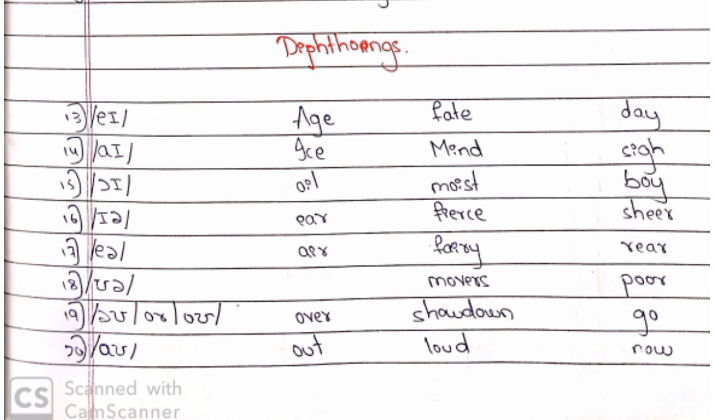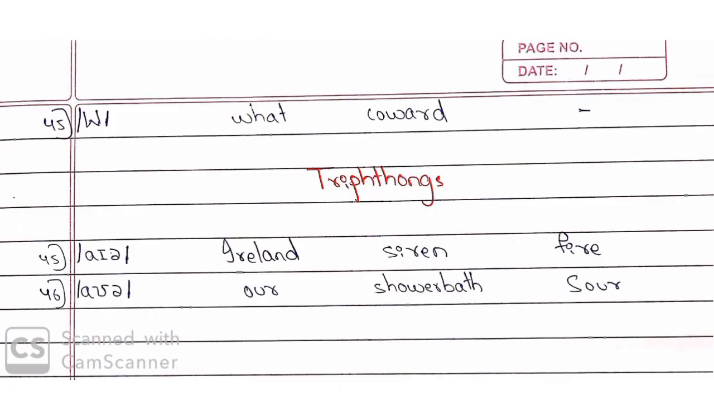Here are some more examples of diphthongs: age, fate, day, ice, mind, sink, oil, moist, boy, ear, freeze, shear, air, fairy, rear, movers, poor, over, showdown, go, out, loud, now. You can see the separate symbols of phonics also. Now what and coward are also examples of diphthongs. Coming towards triphthongs: Ireland, siren, fire, sharbat, soar. These all are examples of triphthongs.